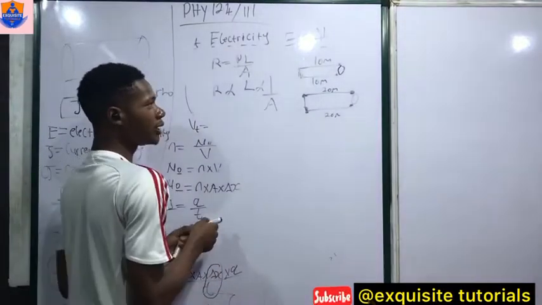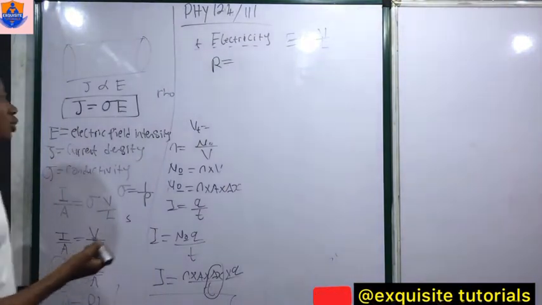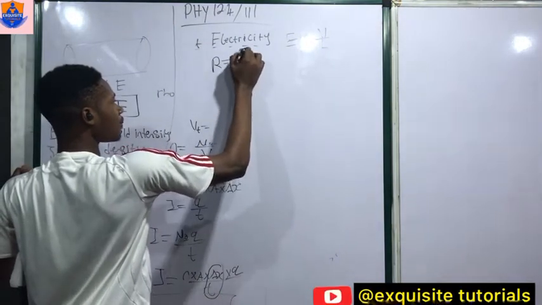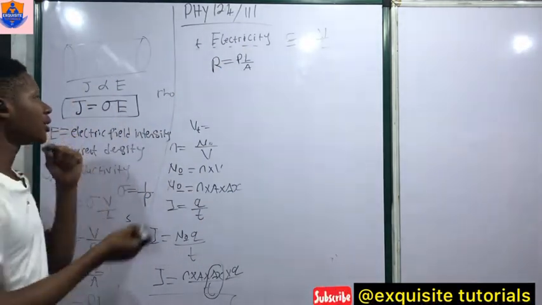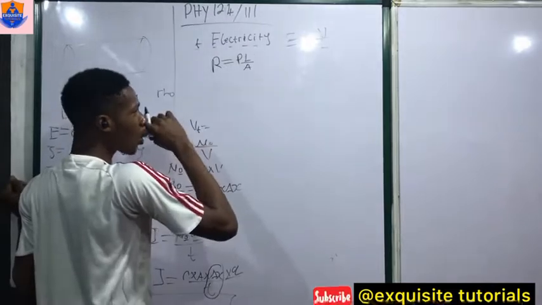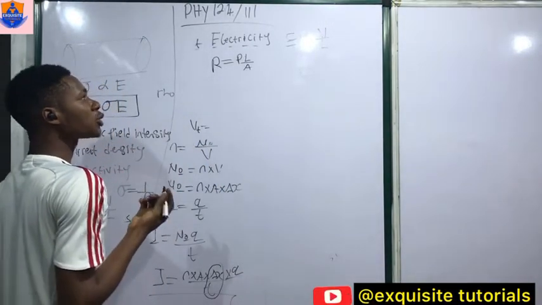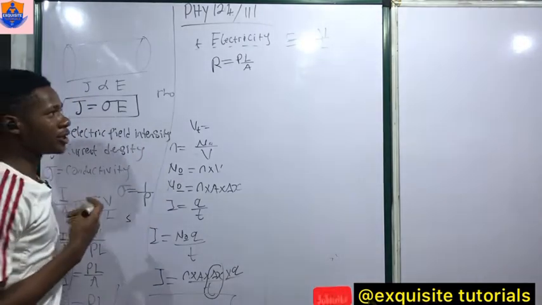Now, let's talk about the area. We just proved that the resistance of a particular conductor is dependent on the length and the area. Resistance of a conductor depends on the length and the area, where this is called the resistivity. Now, let's see how this length and area actually affect resistance in real life and what the applications are.